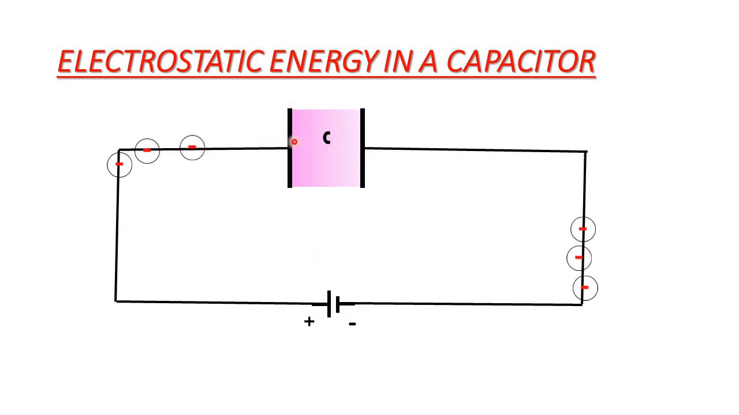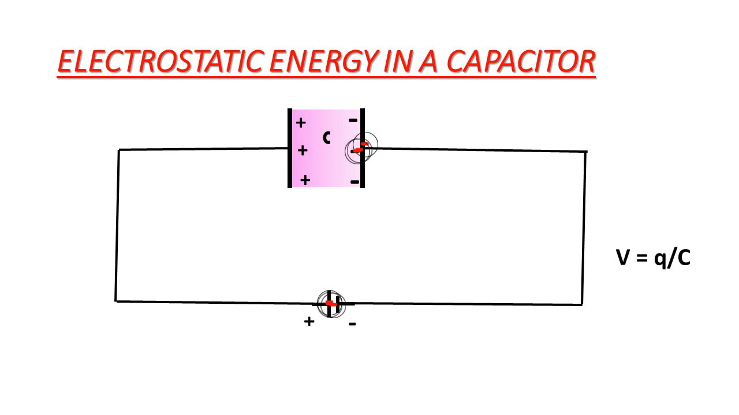As soon as this capacitor is connected with the battery, electrons from the negative terminal start moving towards the second plate of the capacitor. Simultaneously, an equal number of electrons leave the first plate of the capacitor and enter into the positive terminal of the battery. As a result, this left plate gets positively charged and the right plate gets negatively charged, and a potential difference is developed across the plates of the capacitor.